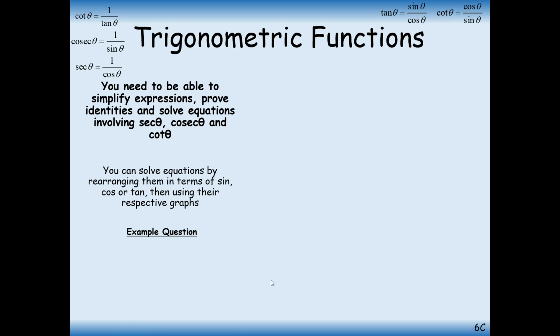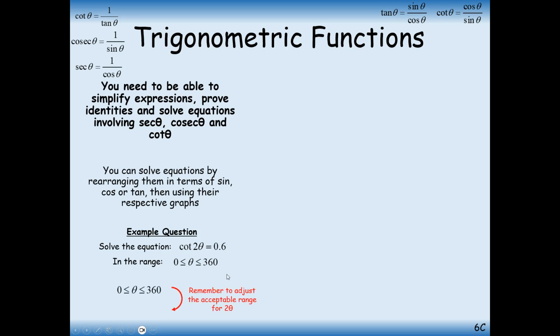Right, so let's read and understand the next question. In this question, we are to solve cotan of 2 theta equals 0.6 within this range. So it implies that we are dealing with degrees here. The first thing to do is to adjust our range of values, because in our question we have 2 theta. We need to double this range and go from 0 to 720, because in the final step of our work we will divide everything by 2. That's the reason we need to expand our range.